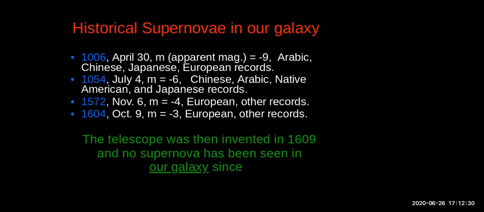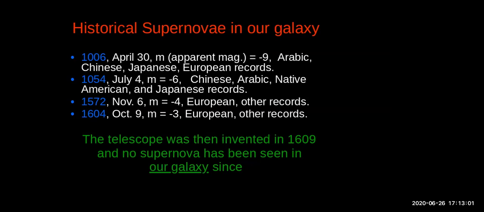Now, look at this. I wanted to kind of hide this from you. Some historical supernovae in our galaxy. You don't have to know. Actually, look, they're happening about every 300 years or so, on average. In 1006, we saw one. In 1054, we saw one. We're going to talk about that one. There's a remnant of that. In 1572, we saw one. In 1604. And finally, we got the telescope in 1609. That's when it was invented. And we haven't seen any in our galaxy since. What? That's crazy. What's going on here?